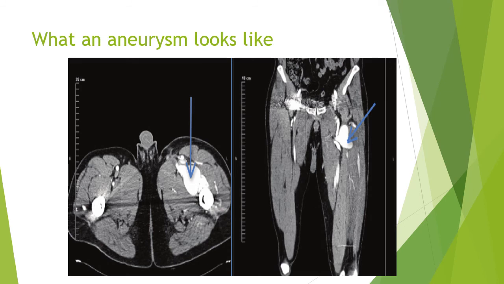So here's one way an aneurysm could look in a leg. In this case, the vessel has an outpouching and is being stretched and filled with contrast. There are multiple types of aneurysms, and a CTA runoff is effective at evaluating all of them.